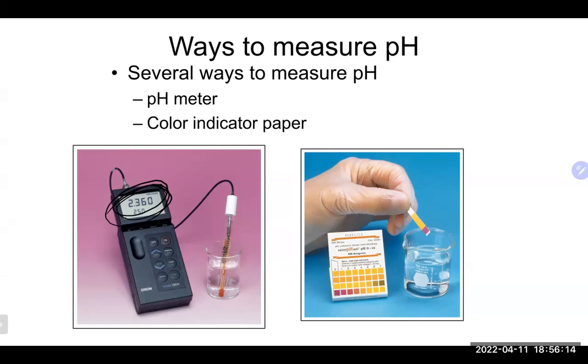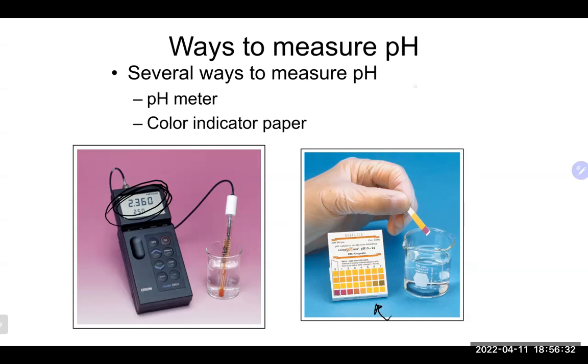Sometimes you use pH paper or color indicator paper. Ever do anything with a pool, and they put the little papers in and they change colors? You basically try to match up all the colors and stuff like that. Not the best. You're trying to look for colors and trying to match them up. So a pH meter is a much better way.